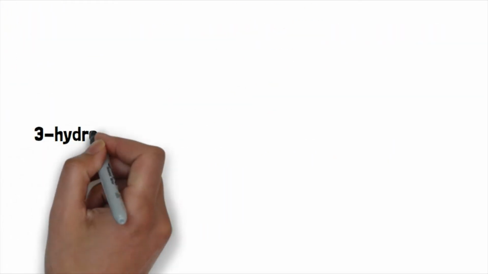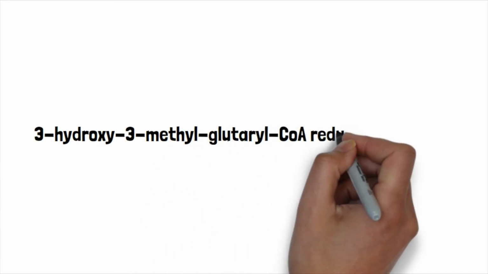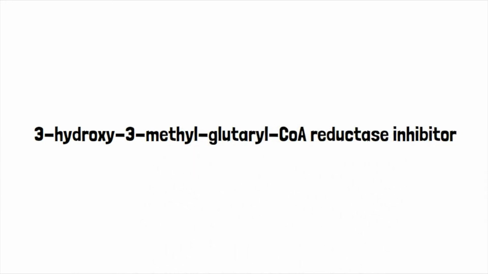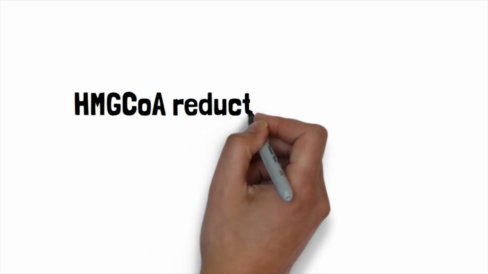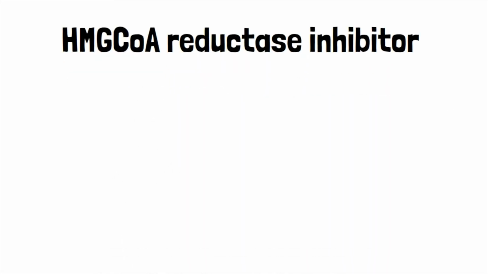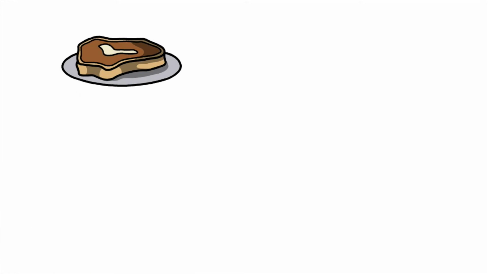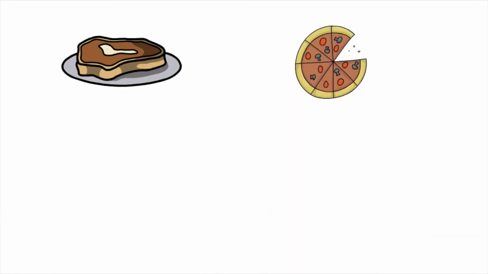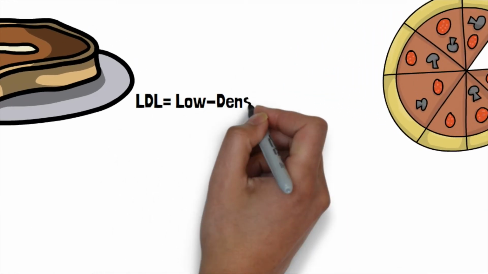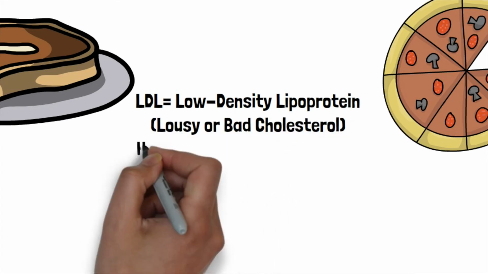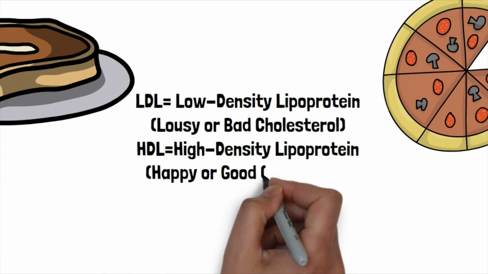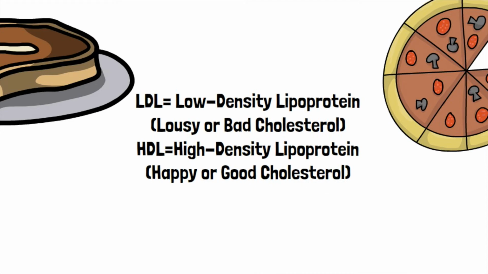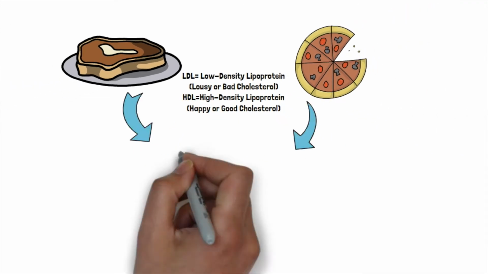Statins are medications in a class called 3-hydroxy-3-methylglutaryl-CoA reductase inhibitors, or HMG-CoA reductase inhibitors for short, which is much easier to say. Let's take a steak or a pizza. Within these foods, there is LDL, which stands for low-density lipoprotein, better known as the lousy or bad cholesterol, and there is also HDL, which stands for high-density lipoprotein, better known as the happy or good cholesterol.